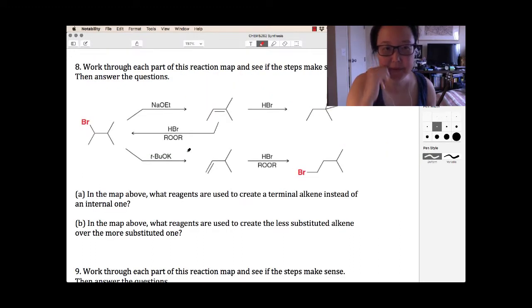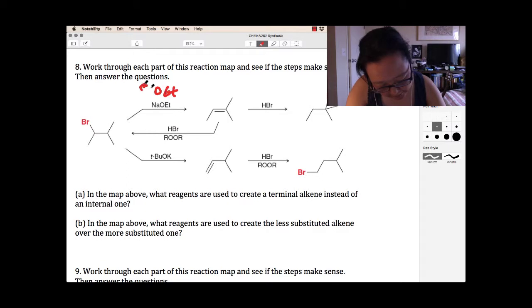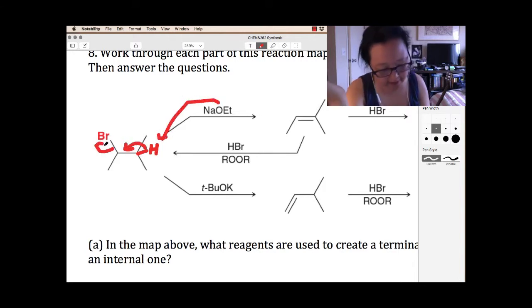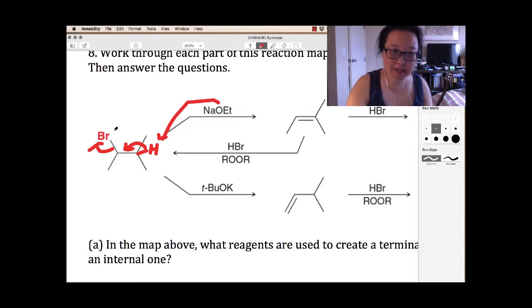All right, so let's work through each part of this reaction map and see if all the steps make sense. Here, our first step is a strong base. It's considered a small base, even though it's an ethyl group. We use it just like we use hydroxide. To eliminate Zaitsev, I grabbed that hydrogen here and then lost it like that, and that's how I'm going to get this Zaitsev. Another alternative is to use HBr and peroxide to go from here backwards, and so that makes sense. I'm going to add that to the less substituted carbon. That works by a radical mechanism.